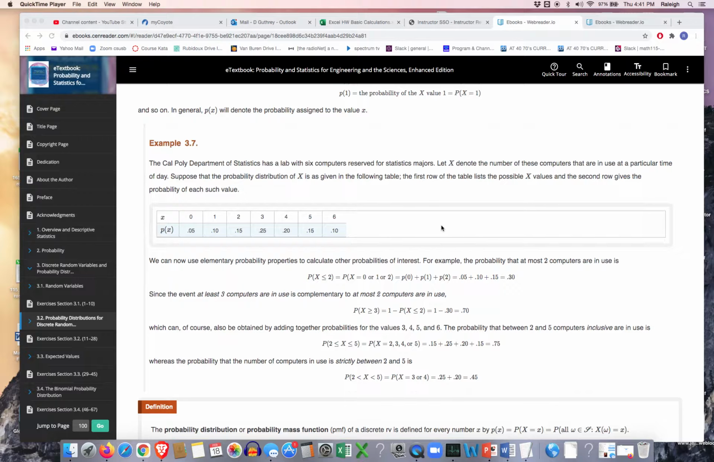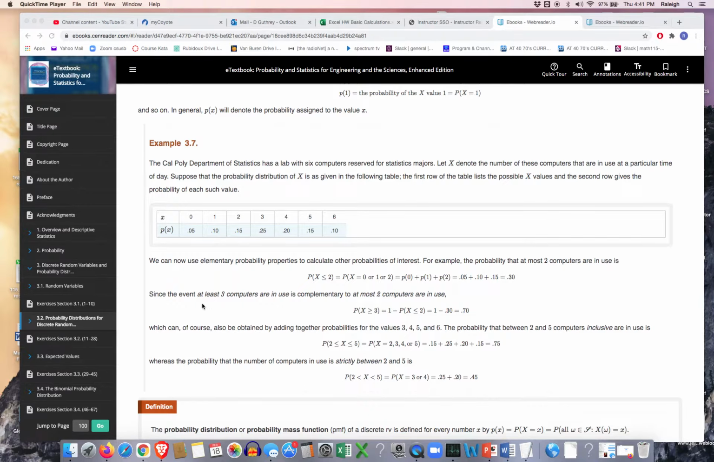So if you needed to know the probability that at most, maximum, 2 computers are in use, you could say, for example, X is less than or equal to 2. 2 is the most it could be. In other words, X could either equal 0 or 1 or 2, and just simply add them up. Very simple stuff here. So we just add them up: 0.05 for 0 use, no computers being used, 10% for 1 computer being used, 15% for 2, total of 30% to answer the question.